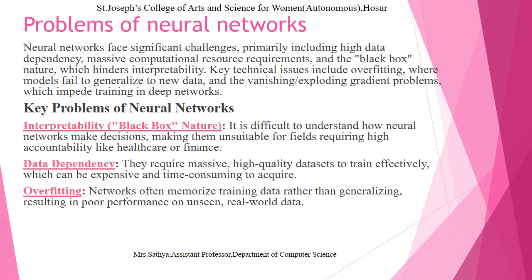The next one is problems of neural networks. What are the problems we have to face here? Even though neural networks are powerful, they have some limitations. First, they require a large amount of training data. Second, they are computationally expensive. Third, they are difficult to interpret, which is called the black box problem. Fourth, deep networks may suffer from vanishing gradient problems. These four are the main problems of neural networks.